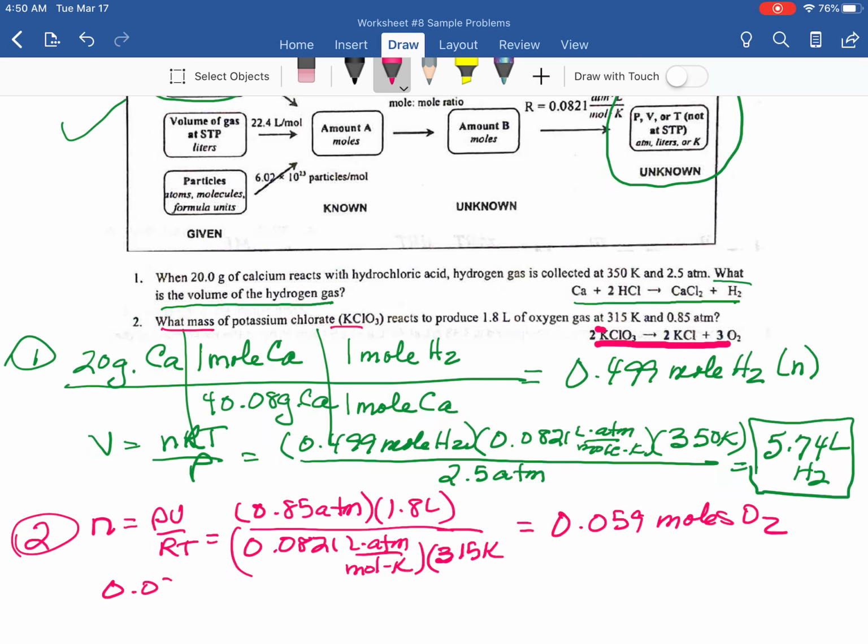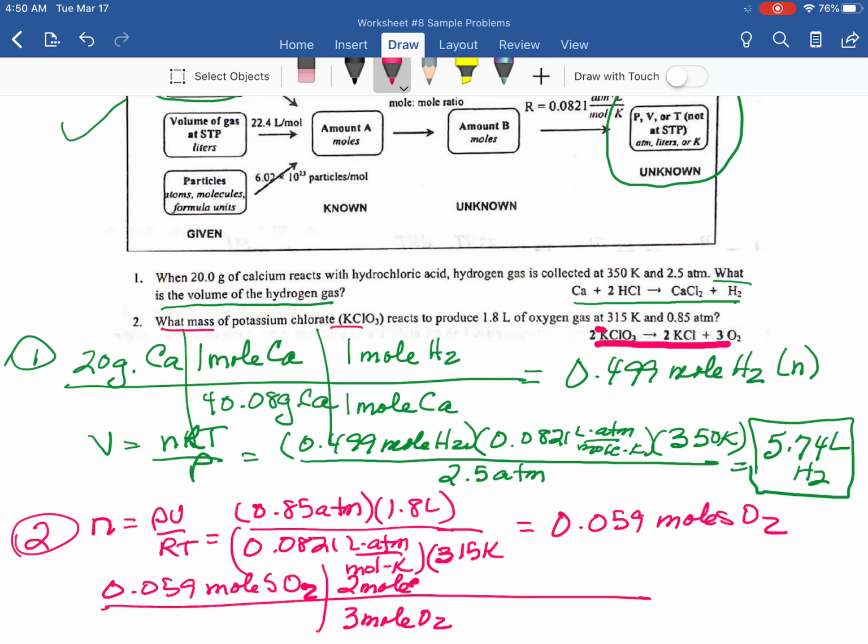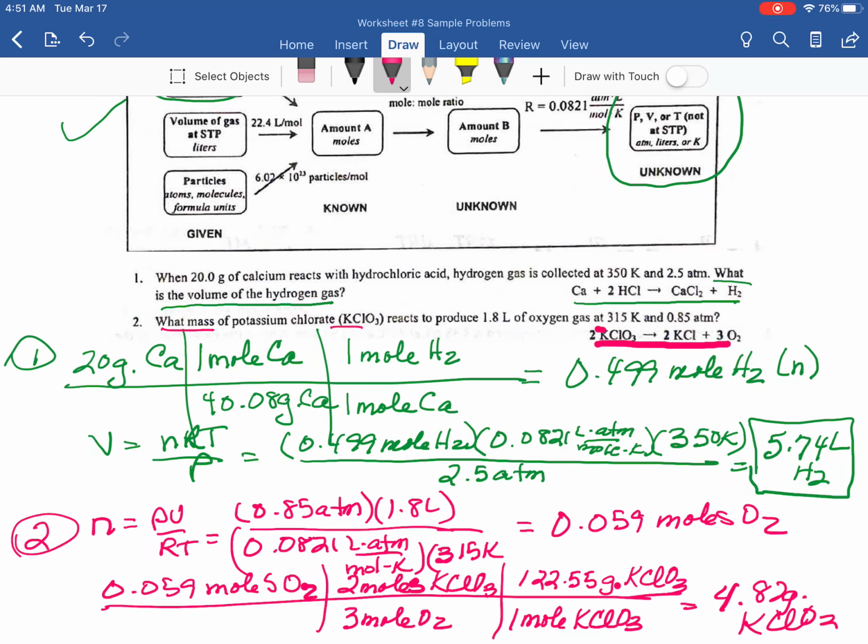I can then do the stoichiometry, taking this 0.059 moles of oxygen. I can go right to the balanced equation for the mole ratio. So let's see, 3 moles of oxygen, and you're asked about the potassium chlorate, so 2 moles of KClO3. And we want to know the mass. So 1 mole of KClO3 is 122.55 grams of KClO3. And doing that, we should find that we have 4.82 grams of KClO3.